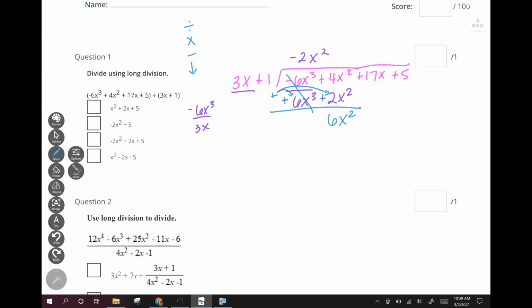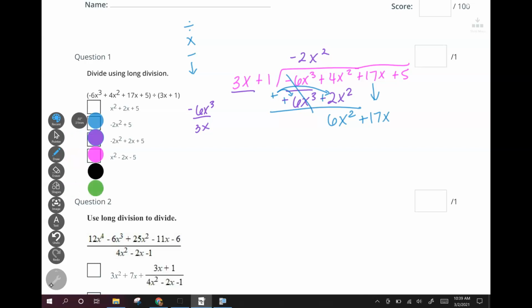Several people asking me today what happens with this exponent. Remember, you're just combining like terms. So your exponent is not going to change. You're just adding the 4 plus 2 is 6. X squared just comes along for the ride. It's not going to change. Okay, now we bring down the 17x.